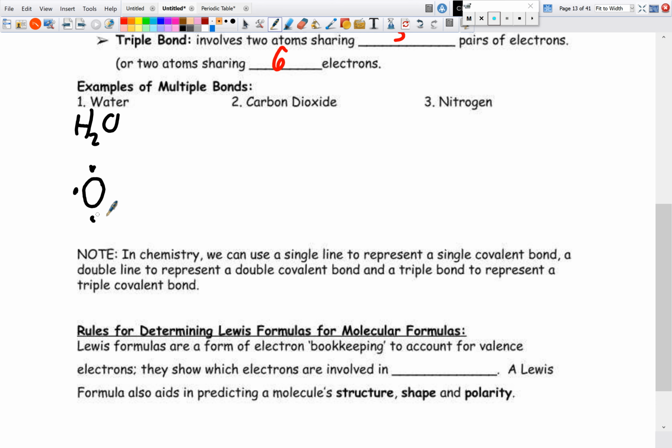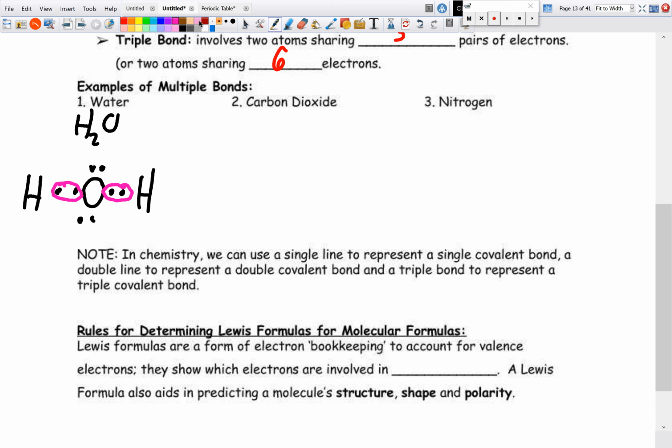So we have our oxygen, and we know it has 6 valence electrons: 1, 2, 3, 4, 5, and 6. Now for our hydrogen, it only has one bonding electron. So we can tell for H2O that these are shared, and these are shared.